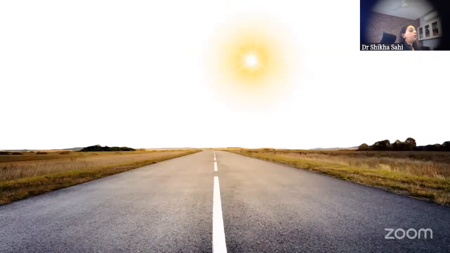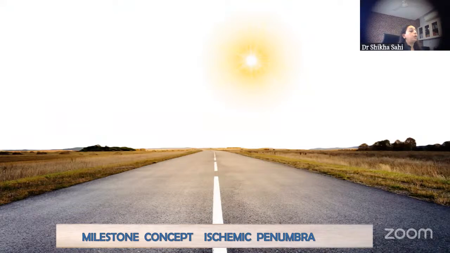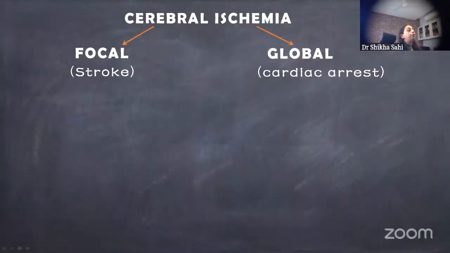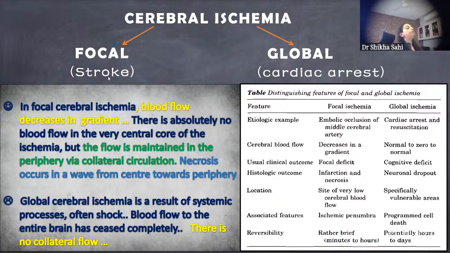So coming on to our understanding. The modern management of stroke revolves around the development of the concept of ischemic penumbra, which was discovered in animal models of cerebral ischemia. The ischemia could be focal, which is seen in our stroke patients, where usually one of the blood vessels is partially or completely occluded. In such patients, the blood flow is maintained by collateral circulation from the other arteries, the circle of Willis, and by the small collaterals.